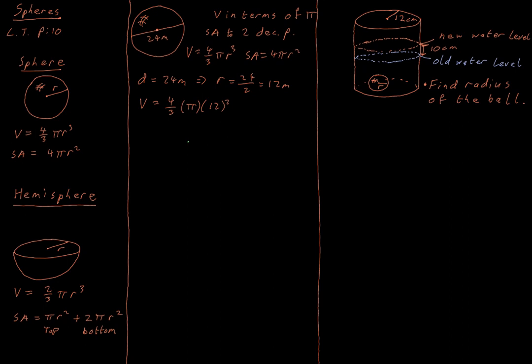And when I do that, I get volume is equal to 2,304 multiplied by pi. And what are my units going to be here? Well, it's a volume, and I'm dealing with meters, so that means it's going to be meters cubed. And now the surface area.